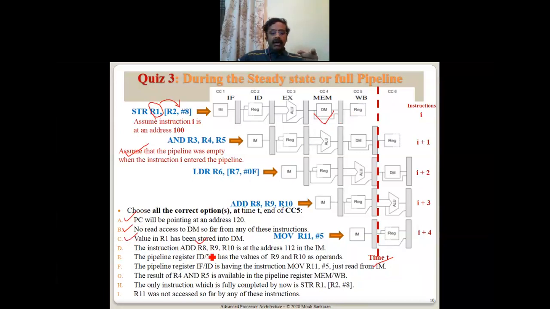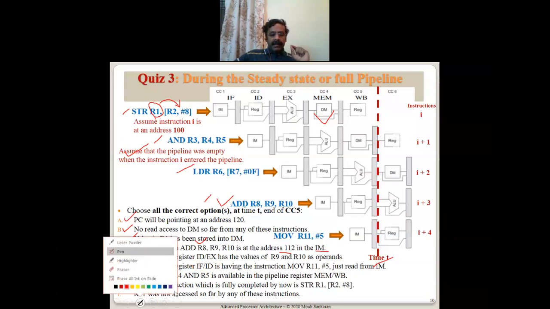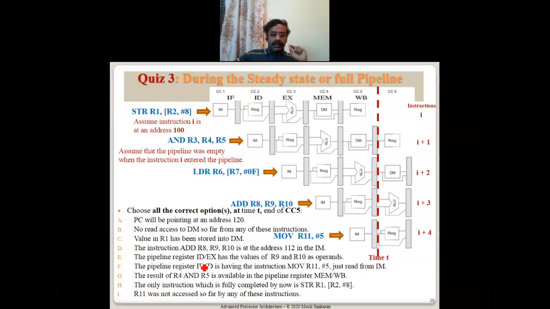Instruction add R8, R9, R10. Where is it? Let us search for it here. It is at address 112 in the IM. Is it true? We calculated the values 100, 104, 108, 112. Yes, true. So it is there. That's why it was accessed. Next, the pipeline register ID/EX. Okay, this is a little tricky. You will not know where it actually is.